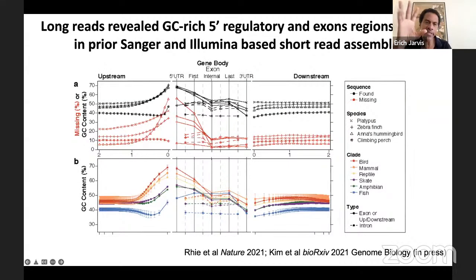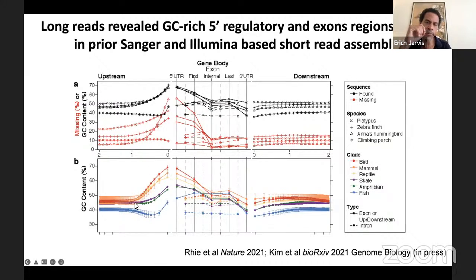And even of the missing data, it's not random. What we're finding is that the higher the GC-rich content you have, actually the closer it is to the promoter, the 5' start site of these genes, like the UTR sequence, the higher GC content you have, the more likely the short read enzymes were not getting through those sequences. But the long read technology, like PacBio and Nanopore, were getting through these GC-rich structures.